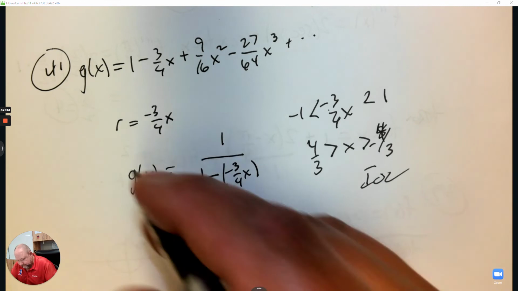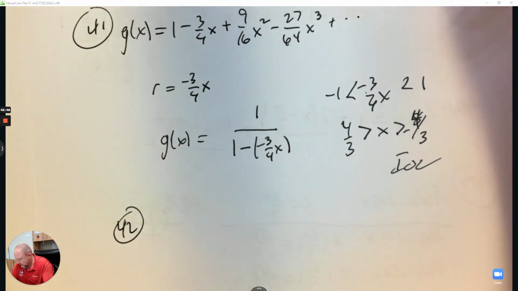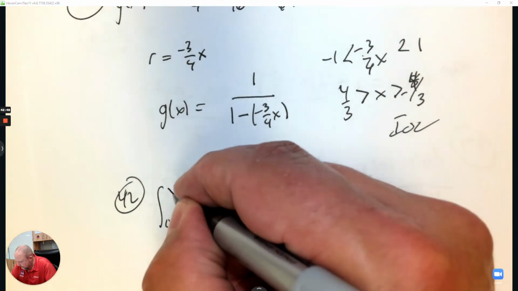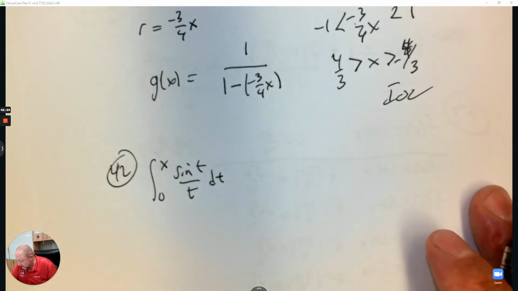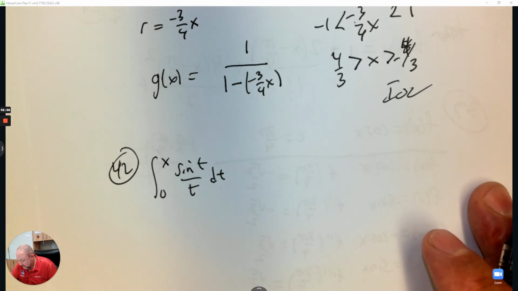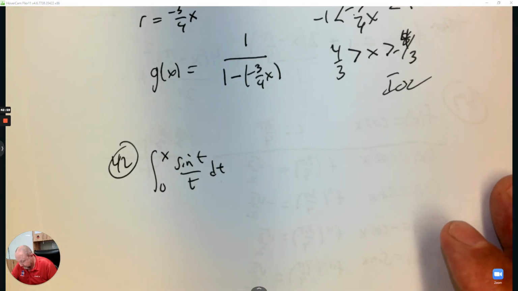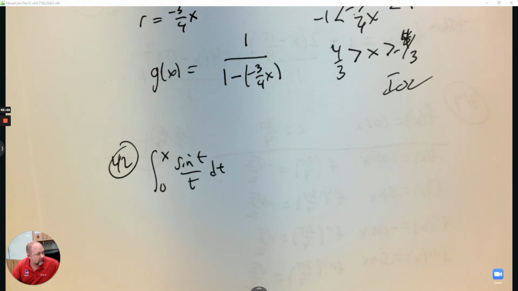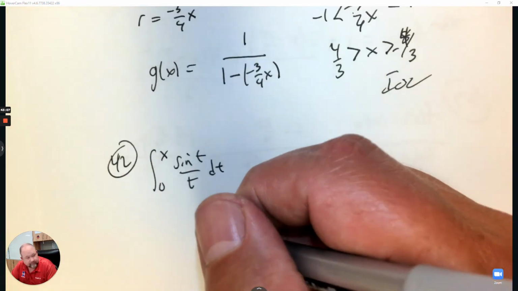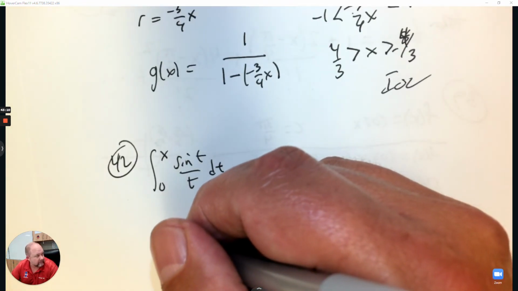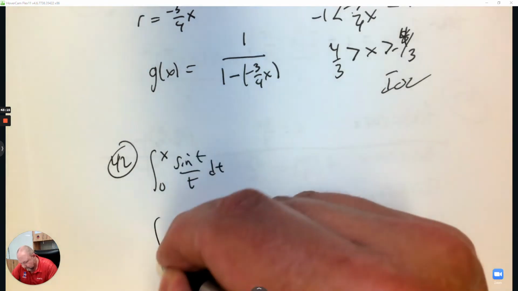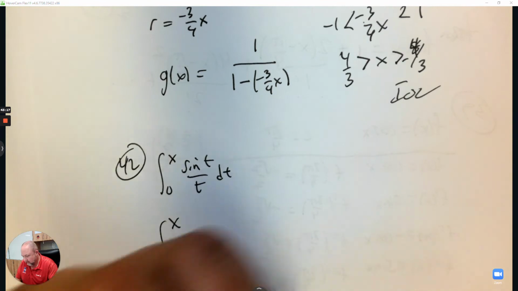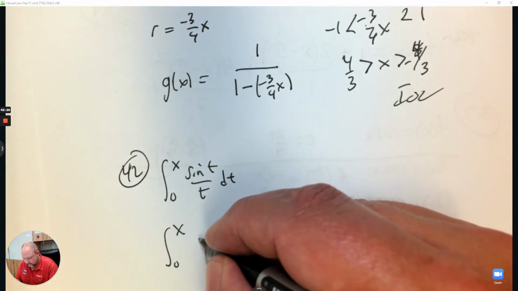All right, number 42. Give a series representation for these functions. Show four terms and a general term. So sine is x, it's really t, right?